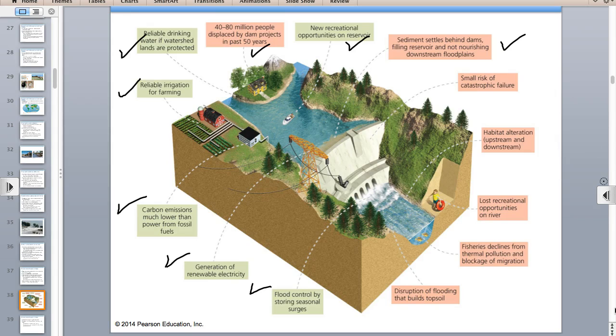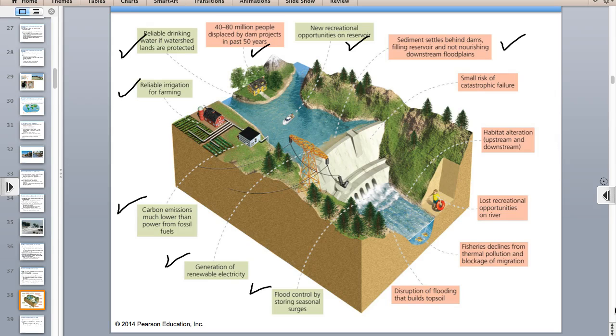Sediment settles behind the dams, so that sediment that should be recharging agricultural lands, that should be recharging the wetlands, and should be depositing the silt there. What ends up happening with that sediment is if you block the flow of the river, the sediment actually settles behind the dam, in the reservoir. It doesn't ever make it to the ocean. It doesn't ever make it to Farmer John.